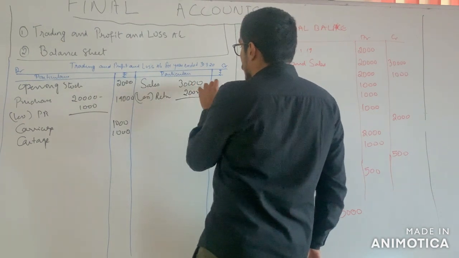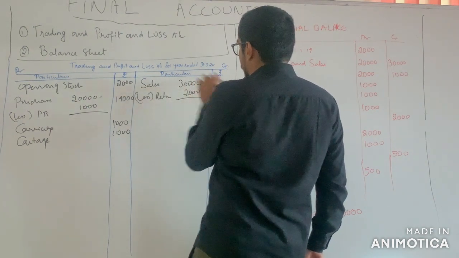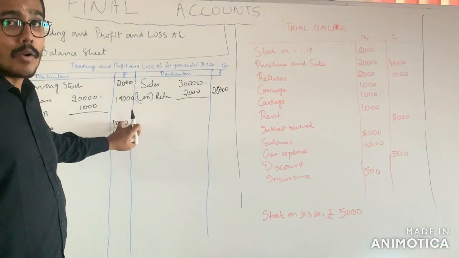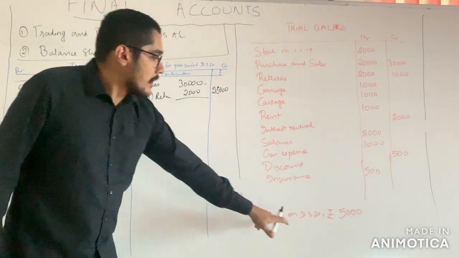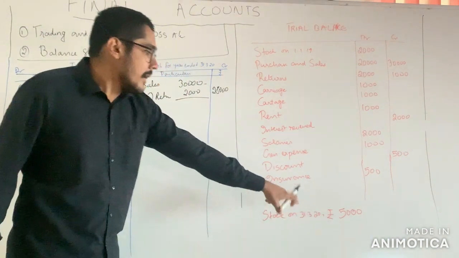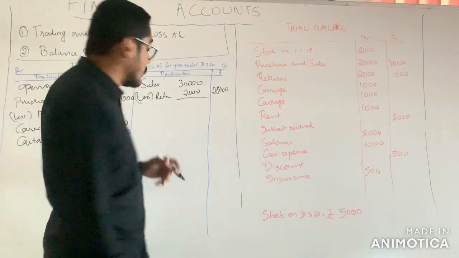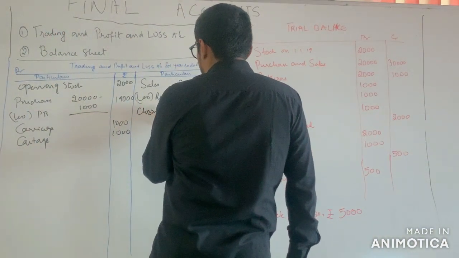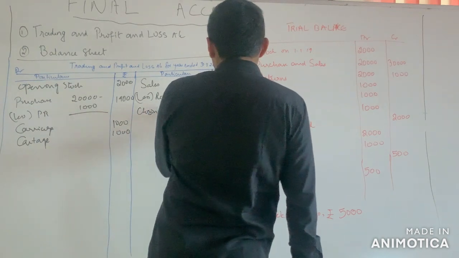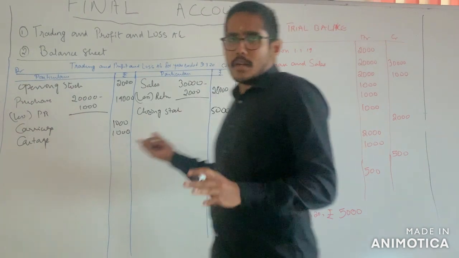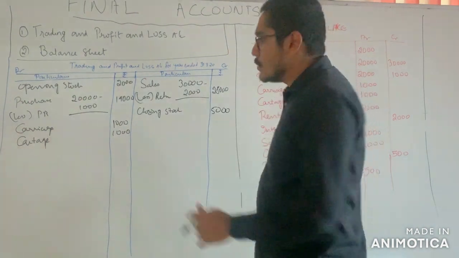That is 28,000. And one more thing will be added over here in the trading account. What is that? Closing stock, right? This is closing stock. Stock on 31/3/2020, and that is closing stock. It is rupees 5,000. Closing stock 5,000.